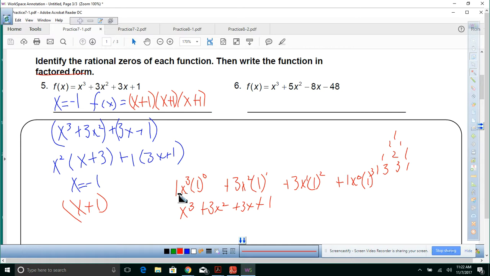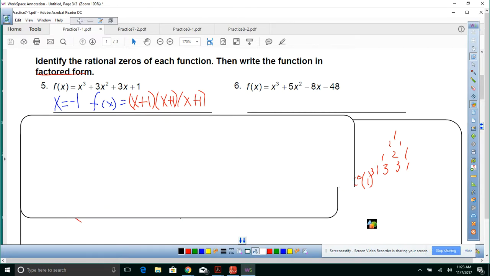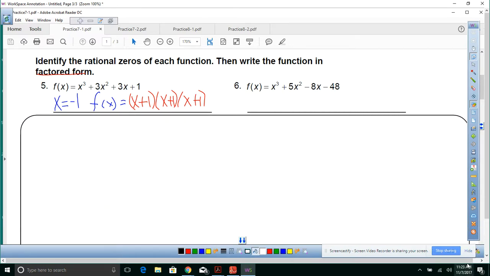So that worked, and we even checked it here. This is really your check. All right, that's your check. Let's take a look at this next one here, number 6. All right, and what do we got?